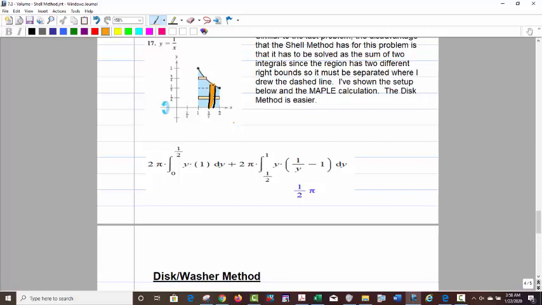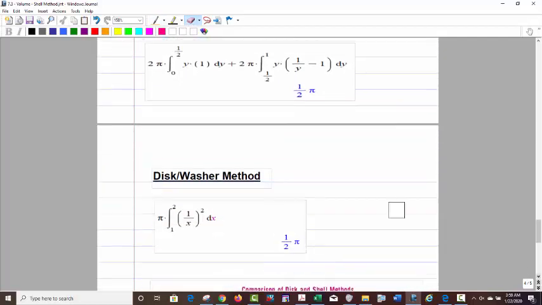Your upper function's 1 over x. Your lower function's just the x-axis, 0, so it's just 1 over x. And now your limits of integration are on the x-axis, not the y-axis like they were with the shell method. Going from 1 to 2, so it's literally pi times the integral from 1 to 2 of 1 over x squared dx. I didn't work that out, but 1 over x squared would be easy to integrate. x to the negative 2, just do the power rule, work it out. Look at that. Pi over 2, same answer.